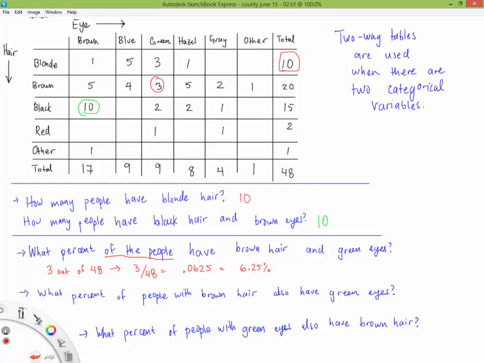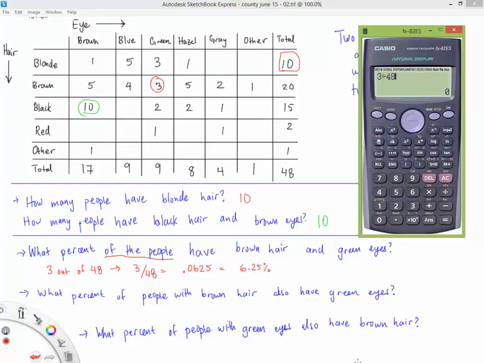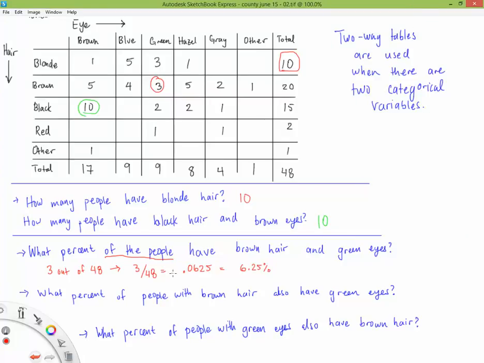Okay, so if I do 3 divided by 48, I get 0.0625, and so that means 6.25%. Is that okay? So we're just, what percentage of the people have brown hair and green eyes? Okay, so we're going to say 3 out of 48, and we do 3 divided by 48 in the calculator, and we get 0.0625, and so our answer is 6.25%.